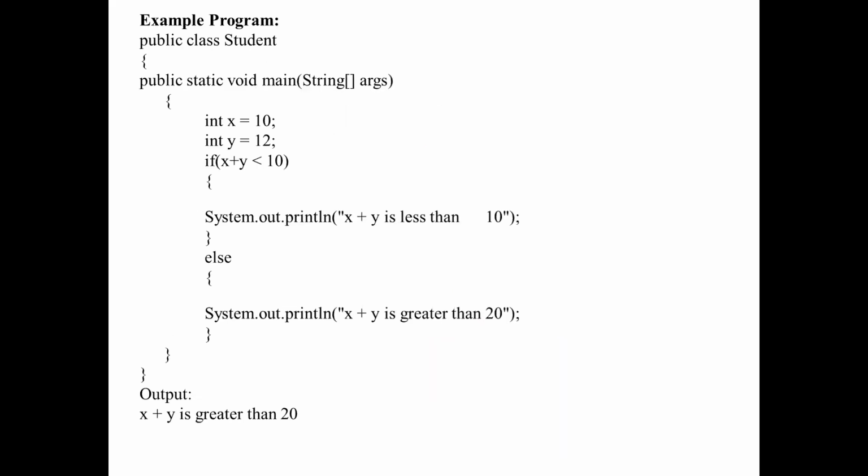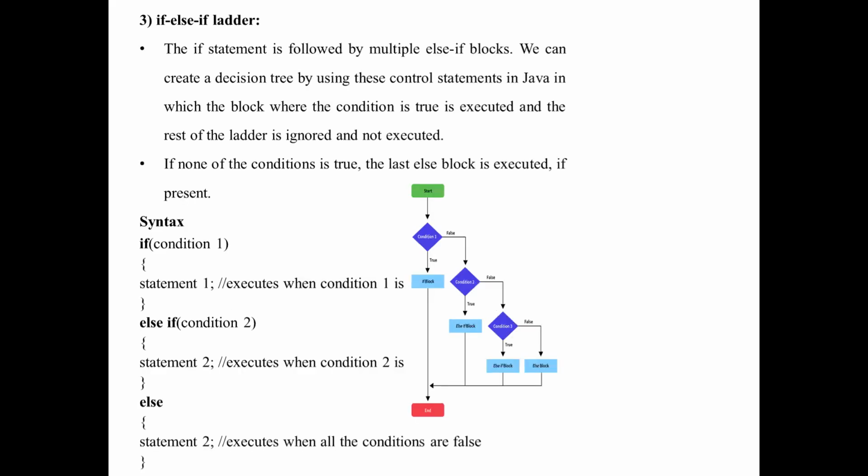In the same example, x equal to 10, y equal to 12. Here, if x plus y less than 10, the sum x plus y is 22. 22 less than 10 is false. The condition is false, so it should not execute x plus y is less than 10. It should execute x plus y is greater than 20. So in that case, we give the else part.